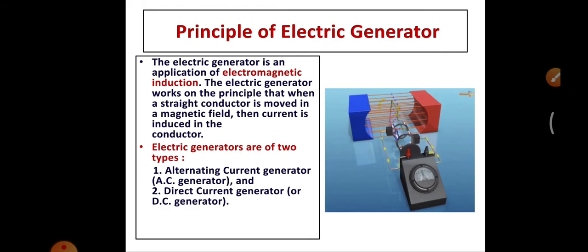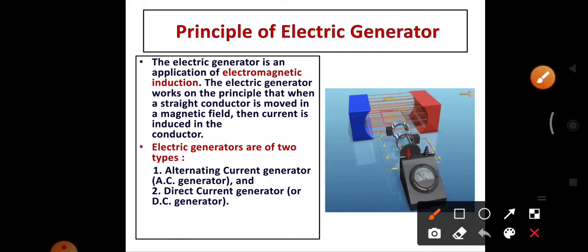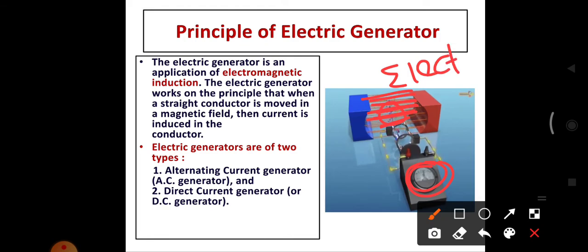We learned the principle, construction and working of the electric motor. In the same way, we are going to see the principle, construction and working of the electric generator. What is the principle of the electric generator? Here the coil is rotated in the magnetic field and current is induced. So when the coil is rotating or moving in the magnetic field, it induces current. That is called electromagnetic induction.